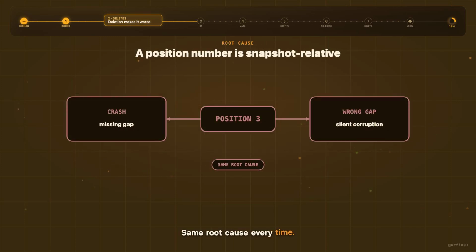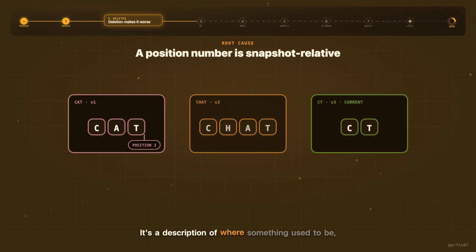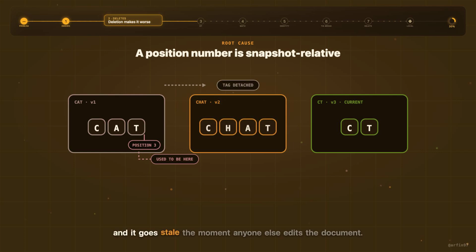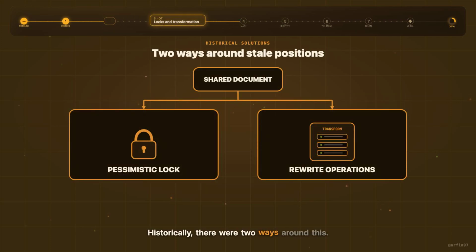Same root cause every time. A position number is not a stable address. It's a description of where something used to be, and it goes stale the moment anyone else edits the document. Historically, there were 2 ways around this.